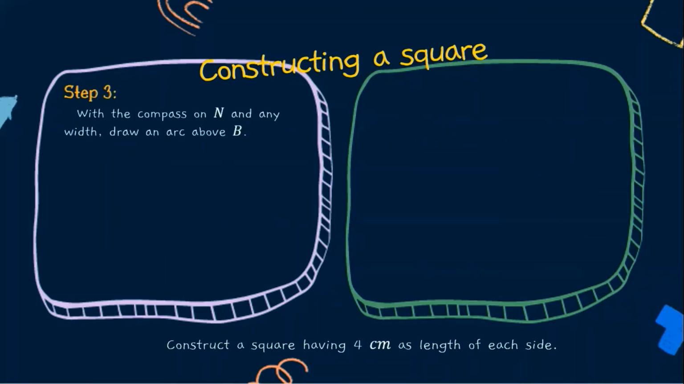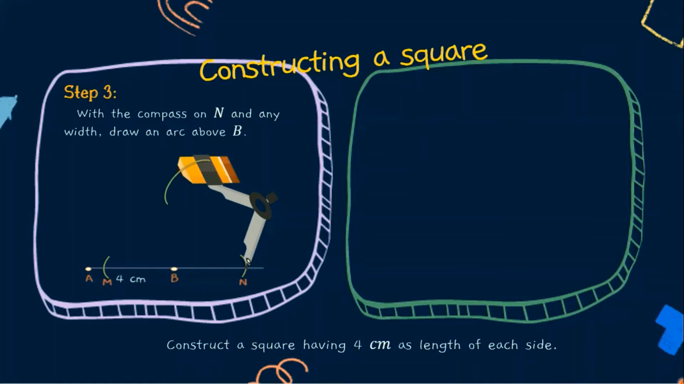Step 3, with the compass on N and any width, draw an arc above B. Ito yung ating last construction from step 2. Kuha ulit tayo ng compass. Yung ating tip ay nandoon sa arc N, yung pointy tip natin. Yung width nitong ating compass ay hindi ulit binanggit specifically kung ano, but I would recommend that you set it to a width which is greater than 4 cm. And then, draw an arc.